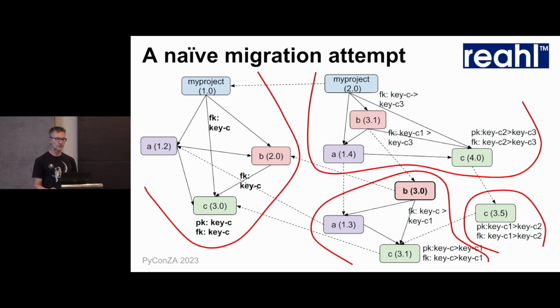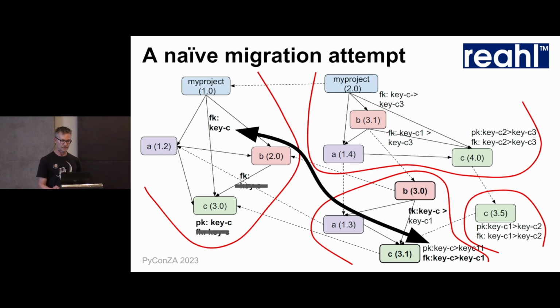So one thing that we could maybe try and do is to jump to the next cluster, which is the one at the bottom in the middle there, and maybe start with the highest version in it, which is that B 3.0, and let's drop all the foreign keys. So you can drop key C because it exists on the left, and that's fine. And let's move down to C 3.1 now and do its migrations and drop its key C, and it can do that. But now you have a problem, because you can't drop the primary key called C because there's still a foreign key pointing to it, right?